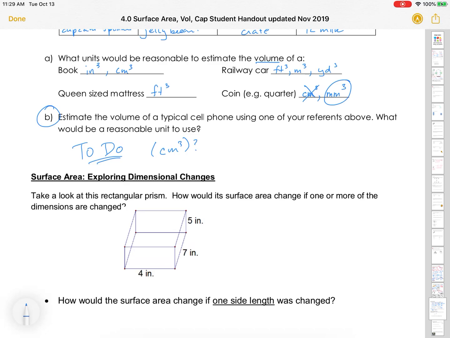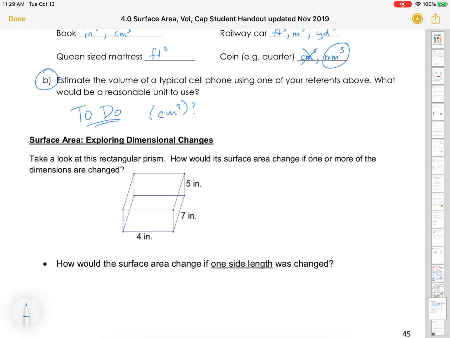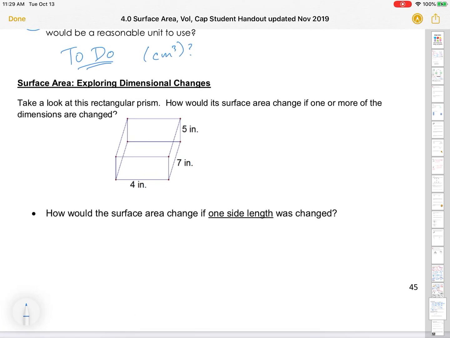Okay. Surface area, exploring dimensional changes. Sometimes we have to think about what would happen to our volume and surface area if we changed one of the units. So take a look at this rectangular prism. How would its surface area change if one or more dimensions are changed?